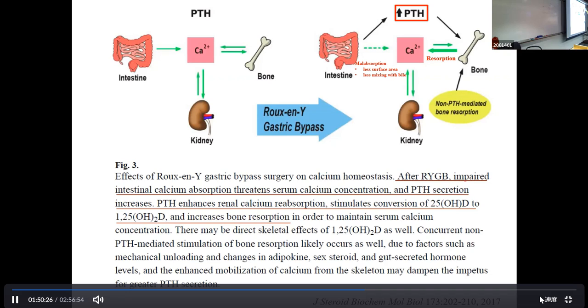Which will trigger a sequence of events, including demineralization or resorption in the bone, okay? And also a decrease in kidney loss, so as to jack up or increase calcium concentration in the blood. So this is a simplified version of the calcium homeostasis. We will have a detailed diagram later on, okay?